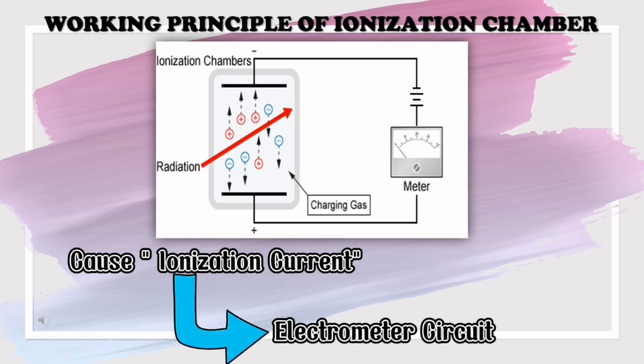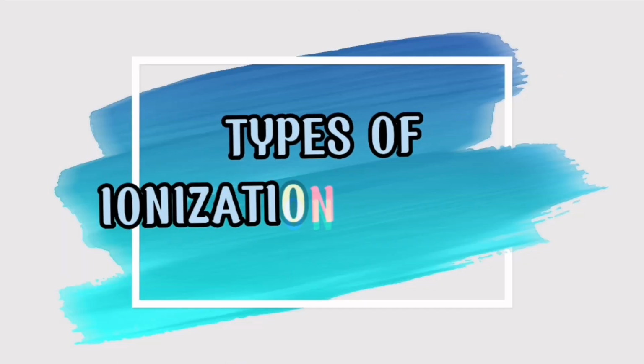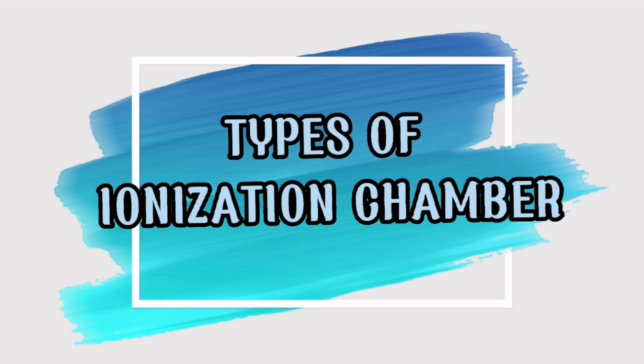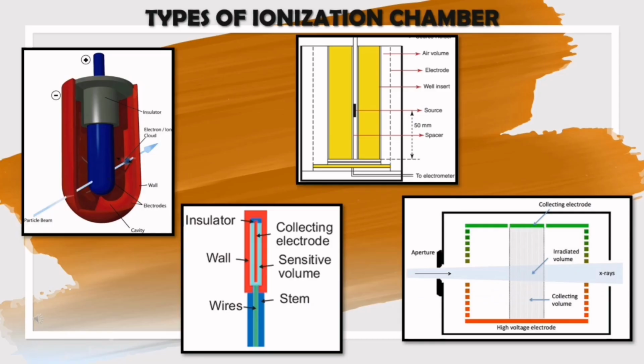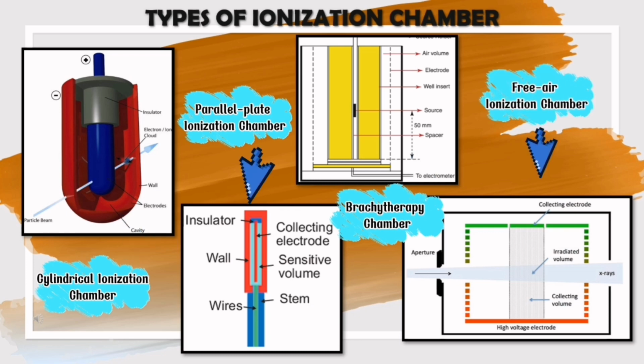The electrometer must be capable of measuring the very small output current depending on the chamber design, radiation dose, and the applied voltage. Next, we proceed to the types of ionization chamber. There are a few types of ionization chamber dosimeters. This includes the cylindrical ionization chamber, also known as the thimble type ionization chamber, parallel plate ionization chambers, brachytherapy chambers, or well type ionization chambers, and the last one is free air ionization chambers.